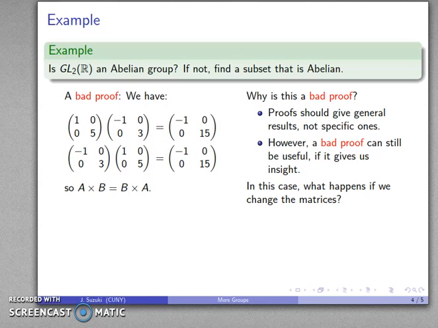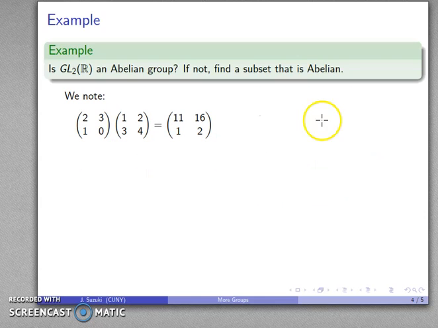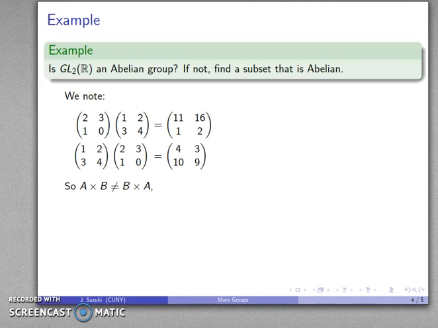And so here I might take a look at a different example. What if I change the matrices? So here I have this matrix times this matrix, and I run the matrix multiplication and I get that. If I swap the order, I get, oh, wait, that's not the same thing. And so that tells me that A times B is not equal to B times A. Now, you might wonder why we can use this example to prove this statement.